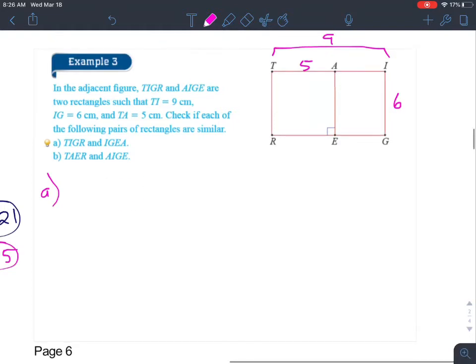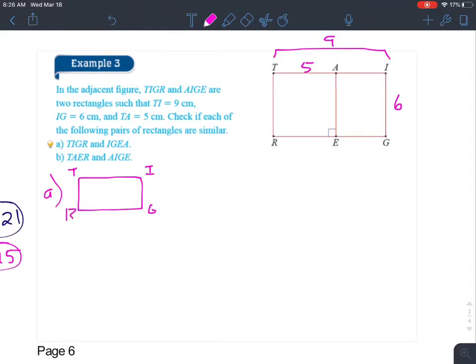So TIGR is the big rectangle. We know that the width is 9 and the height is 6. Then the next part is I'm going to draw IGEA. We know the height is 6, and because we can do 9 minus 5, that means that the missing side is 4.